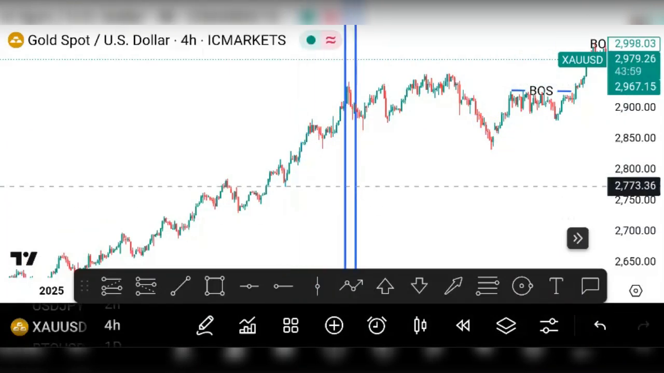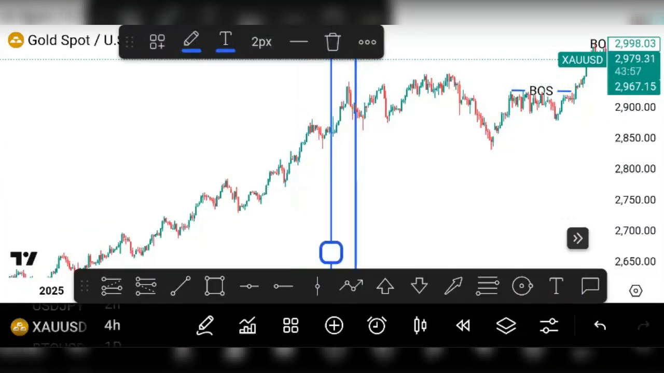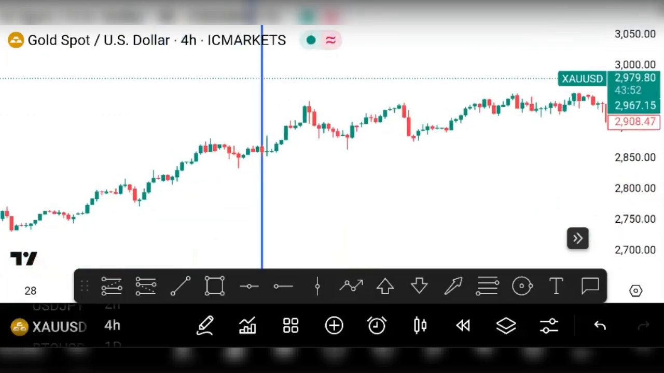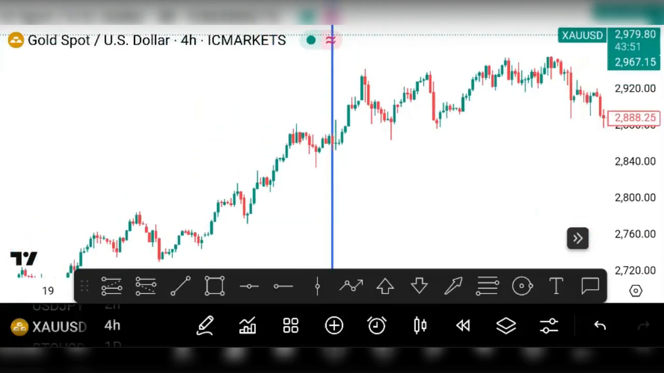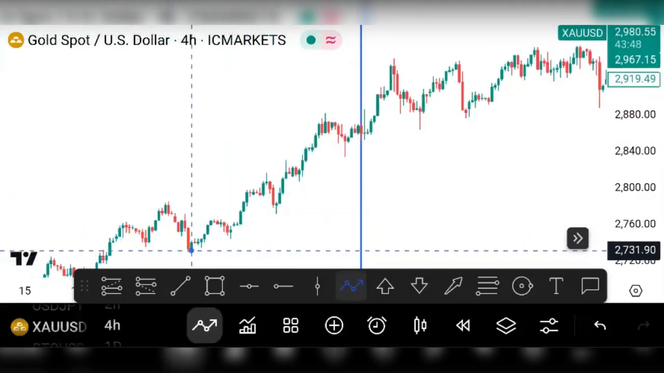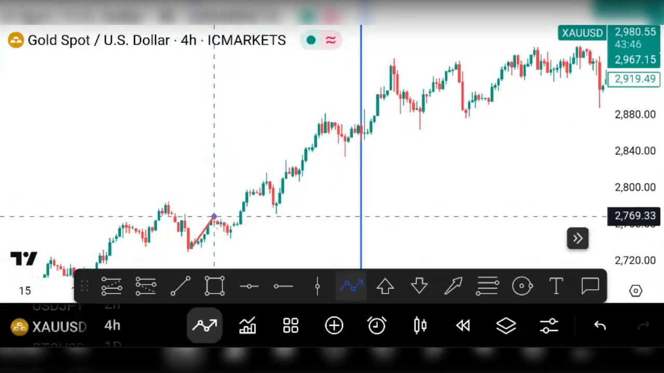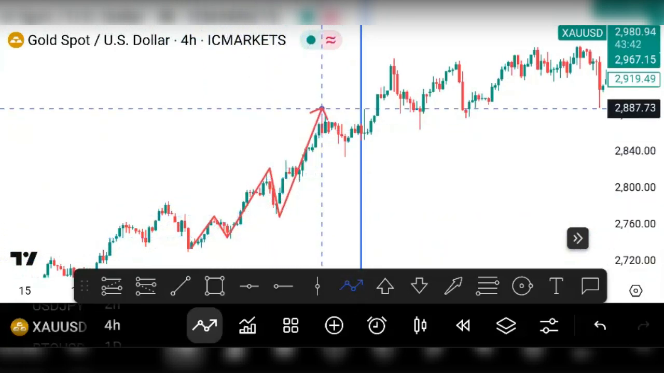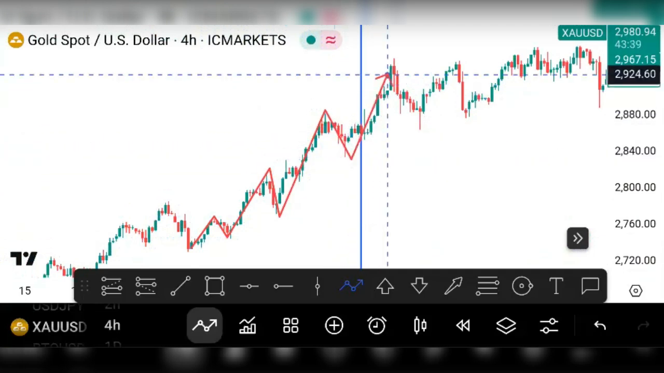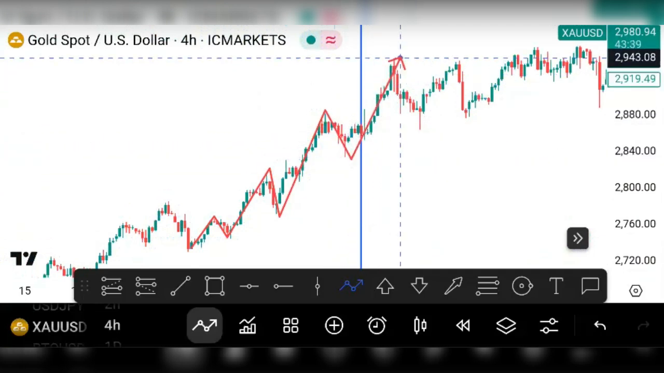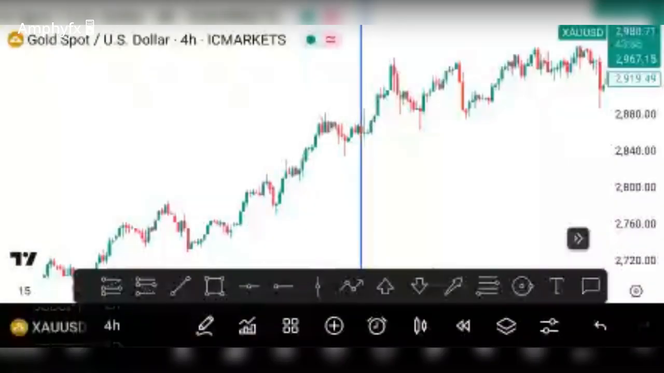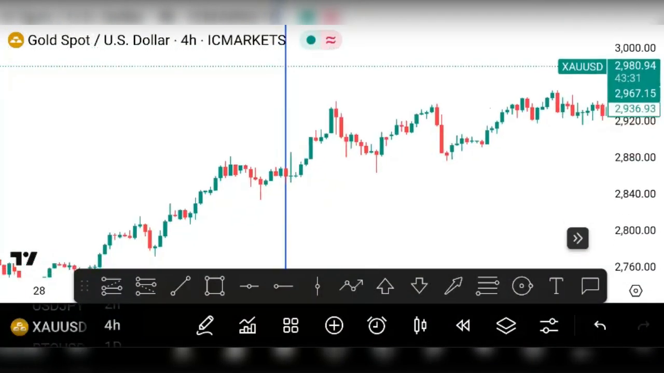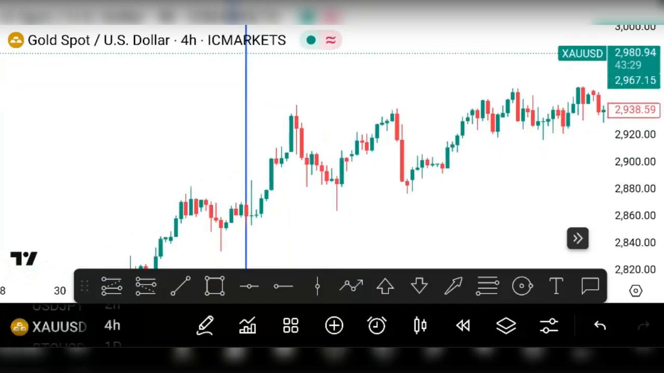Let's say from here. I then look for my demand zone on the 4-hour time frame. Since the market is making a series of higher highs, higher low, higher high, higher low, higher high, higher low, and then higher high, the market is bullish. So what am I looking for? I'm looking for a demand zone, right? And my demand zone is the same thing as my order block.